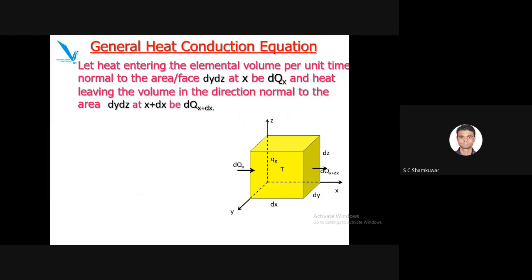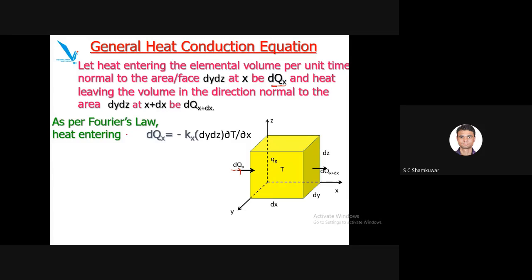Now let the heat entering the elemental volume per unit time, normal to the area face dy dz at x, be dqx. So what is dqx? It is the heat entering into the rectangle in the x direction, as I just told you. And dqx plus dx is the heat leaving the rectangle, again in the x direction.